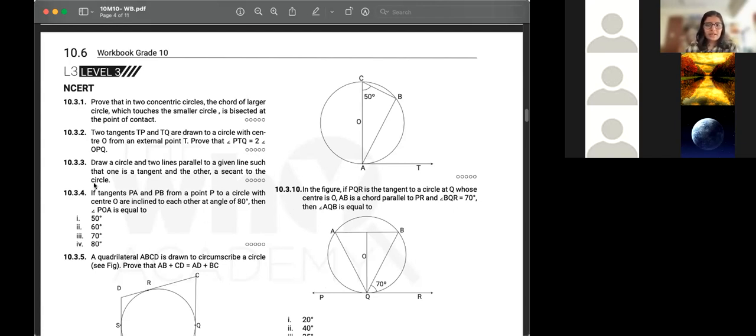So start off, look at 10.3.2. This is actually a very easy question, but we'll just start off with this, get you guys warmed up before going forward.